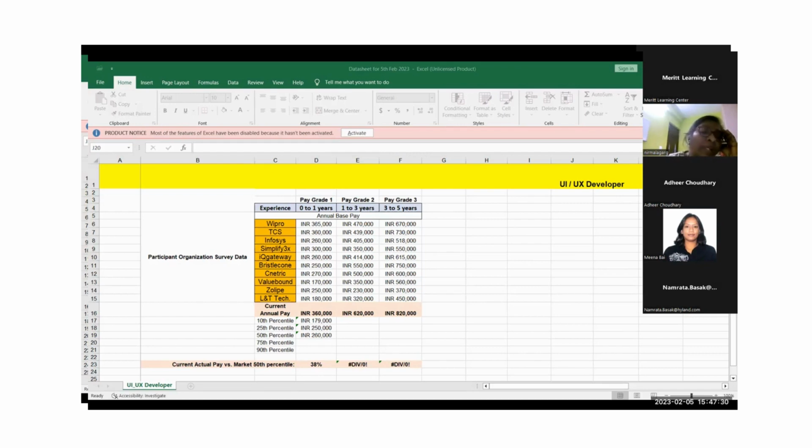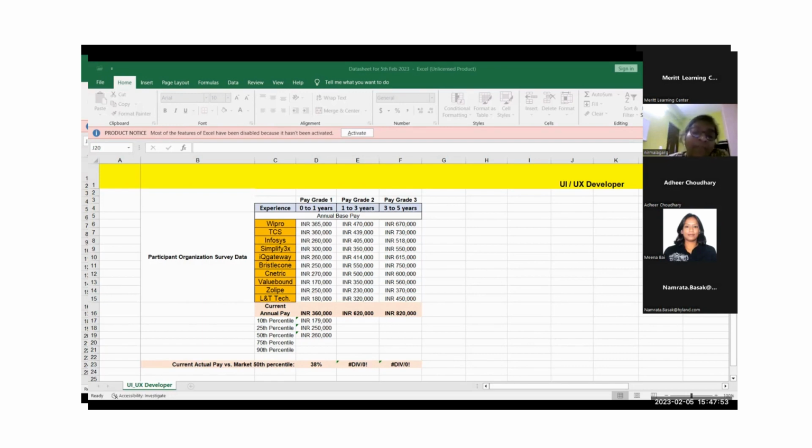Now, I want you to calculate, one, what is the 50th percentile of the market data? And am I paying more or less compared to the 50th percentile? And at what percentile of the market am I paying my current salary? You got it?